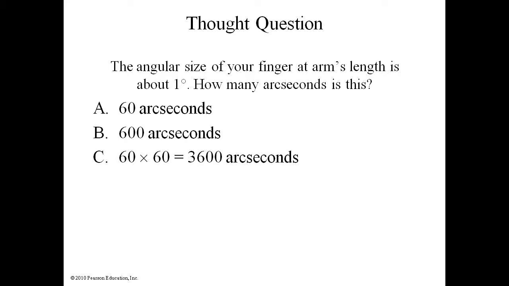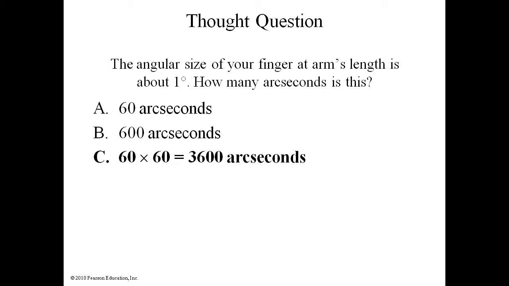So here's a good question for you. The angular size of your finger at arm's length is about 1 degree. How many arc seconds is that? Think about it for a minute and see if you can figure out the answer. You might want to pause here. But here's the answer. It's going to be 60 times 60, or 3,600. So there are 3,600 arc seconds in 1 degree.